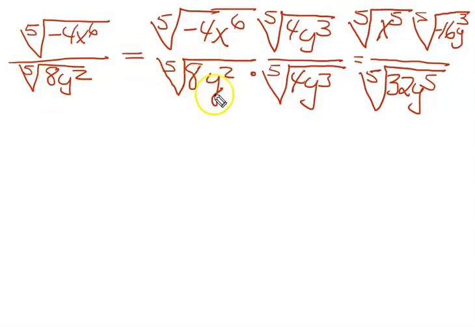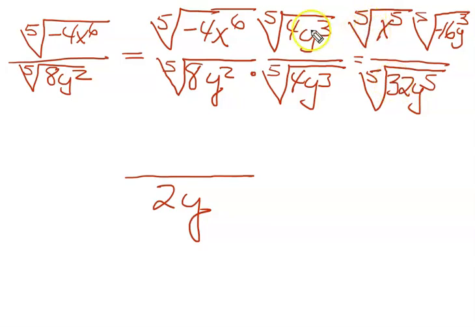What do I have to multiply this by to make it a perfect fifth power? Well, this is 2 to the third, 2 to the second, which becomes 2 to the fifth, which is 32. So this is now a perfect fifth power. And then we have y to the second, and what I'm adding is y to the third, will give us y to the fifth. So our denominator now becomes 2y when we rationalize this here.